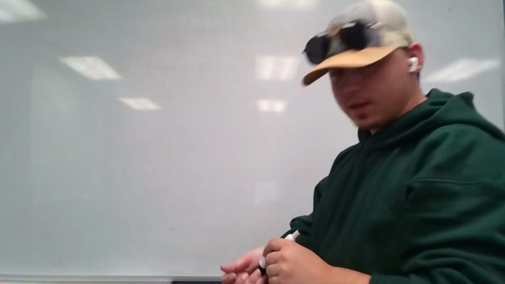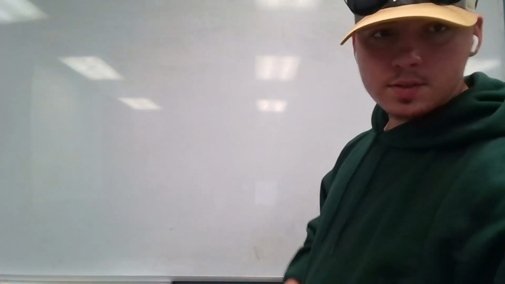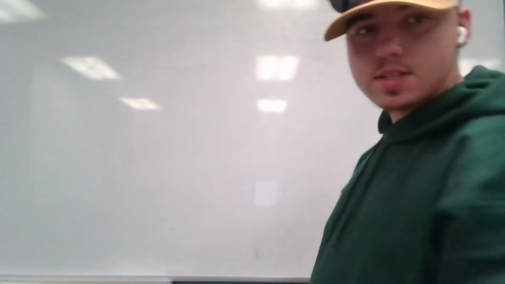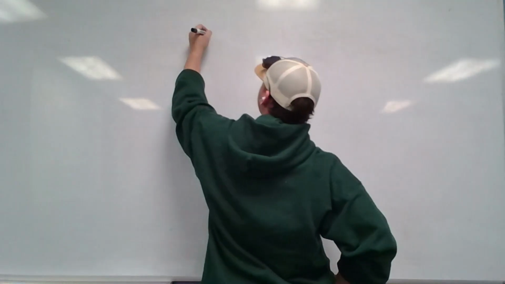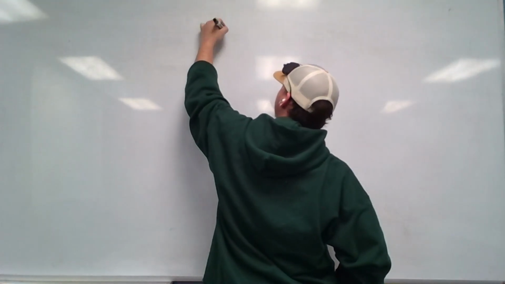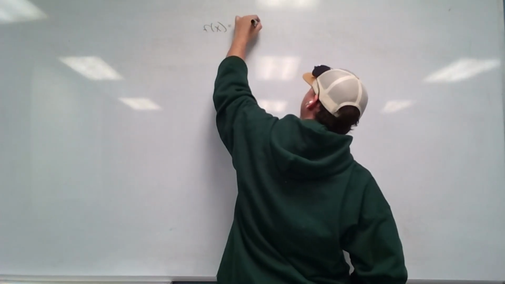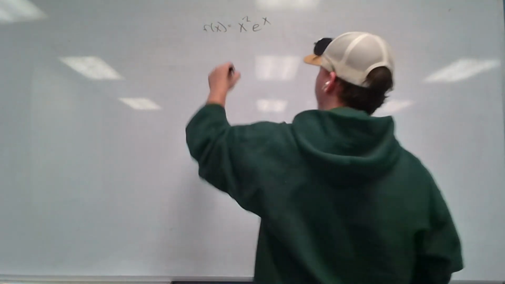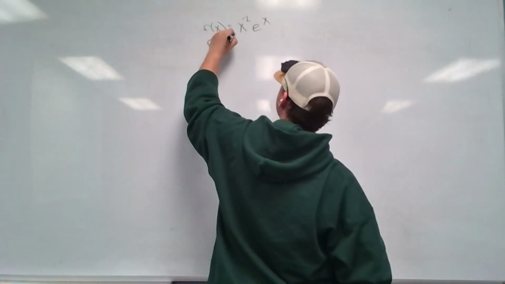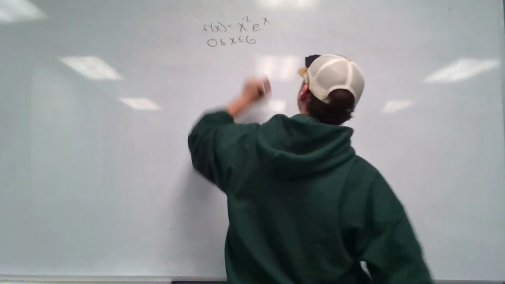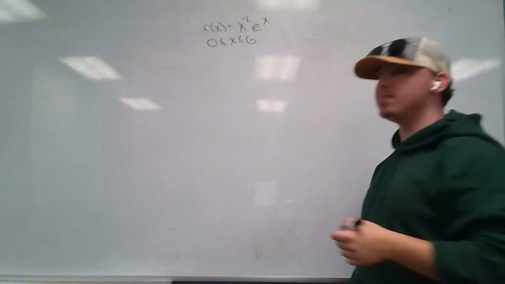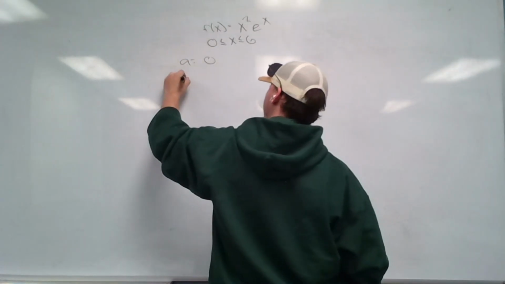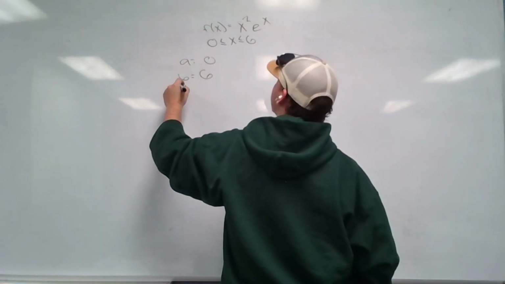Okay. Let's start with an easy one. F of x equals x squared e to the x on the interval 0 to 6. Okay, so this means that, let's write out the variables. A equals 0, B equals 6.